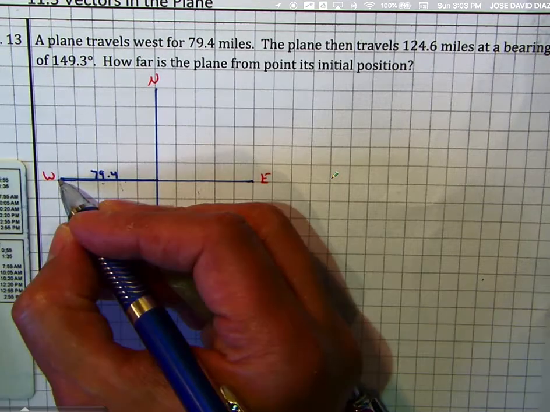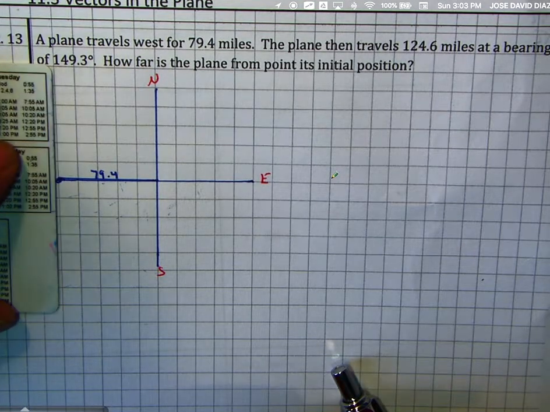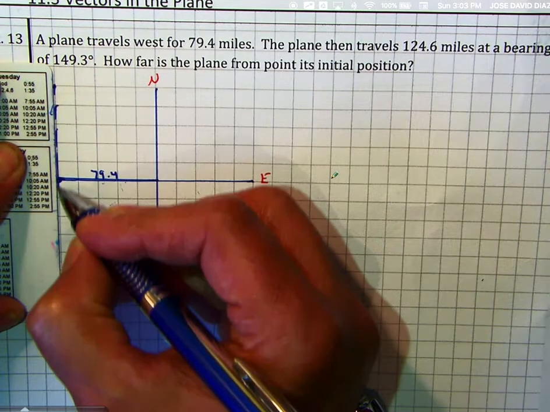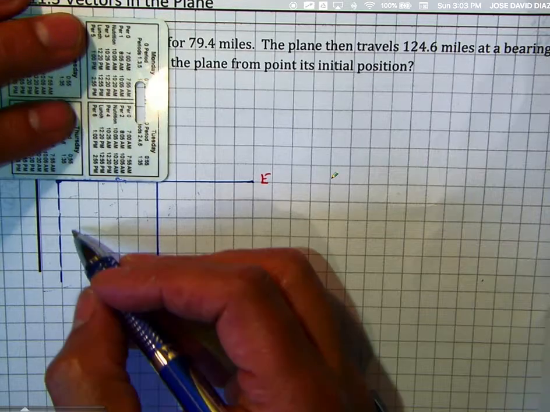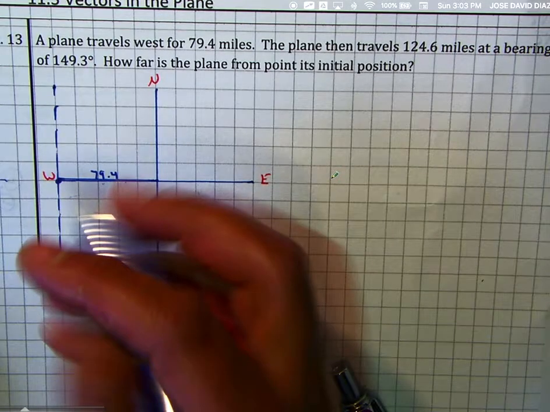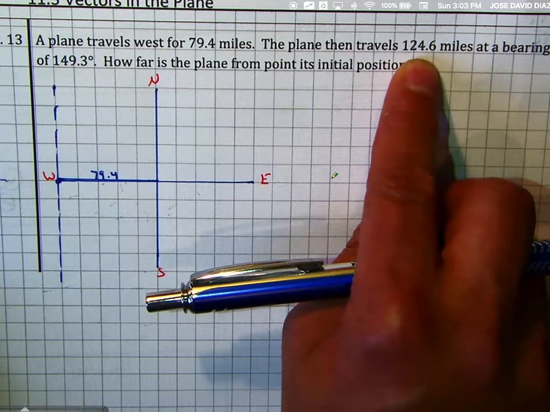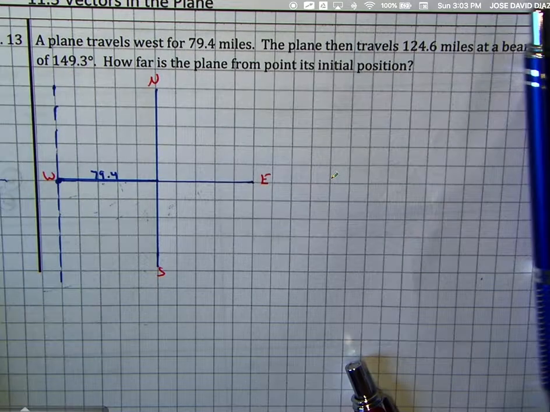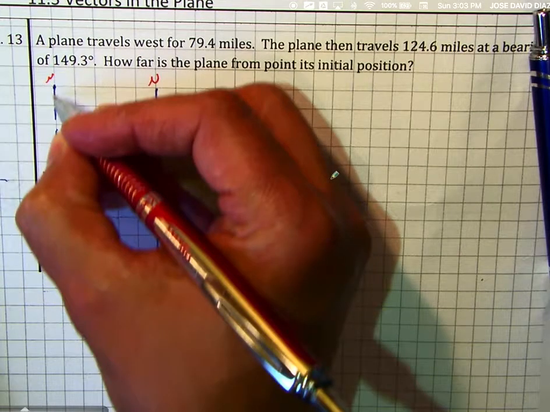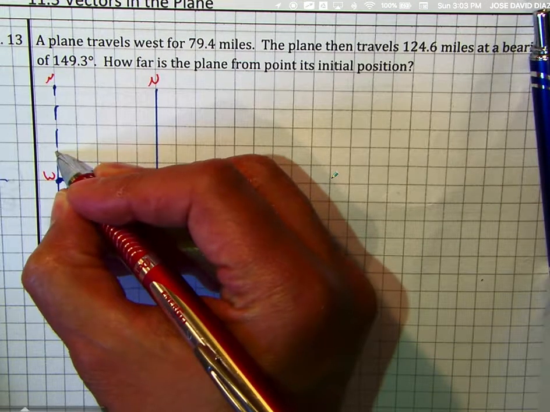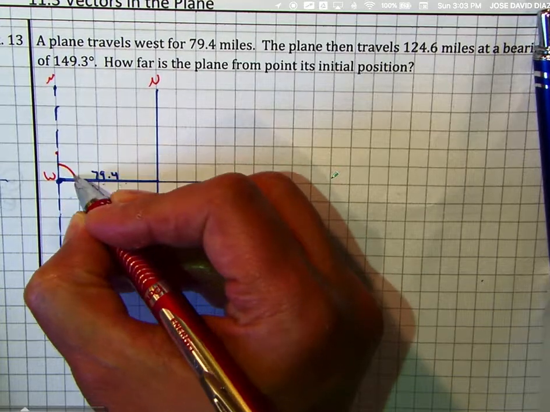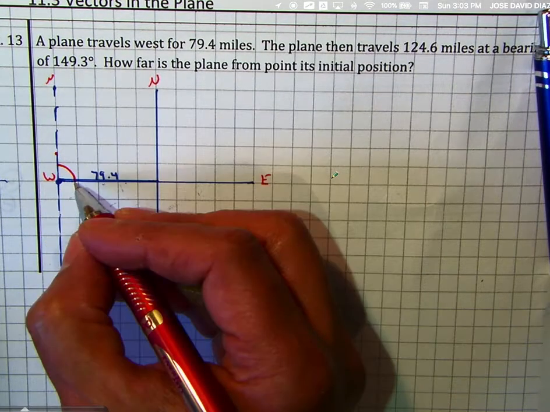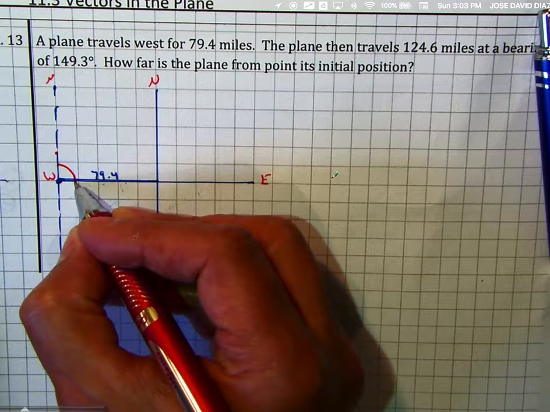Now, from your new location here, we want to place another x and y axis. So let me just place it as dash this time around. The plane then travels 124 miles at a bearing of 49.3 degrees. So therefore, from the north towards the right, it'll be 149. So this will be 90. How much more to get to 149? So almost 60 degrees more, 59.3. So it'll be around here.